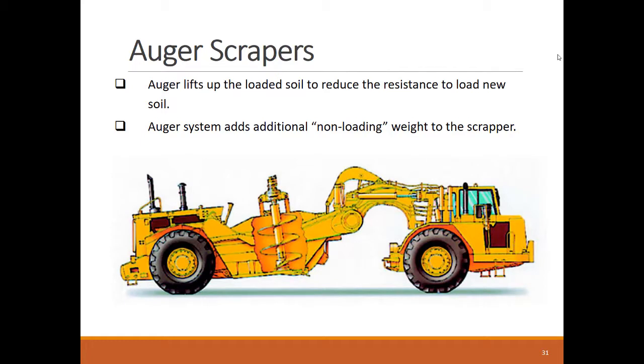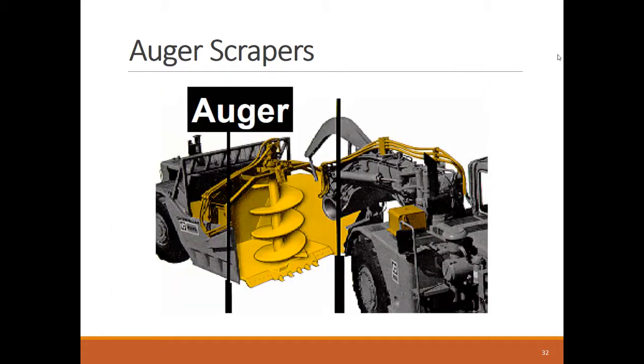Finally, an auger scraper uses an auger to help reduce the resistance of already loaded soil against loading more soil in the bowl. Similar to elevating scrapers, the auger adds more non-productive dead load to the scraper. Here is a cross-section view of the scraper bowl with an auger inside.